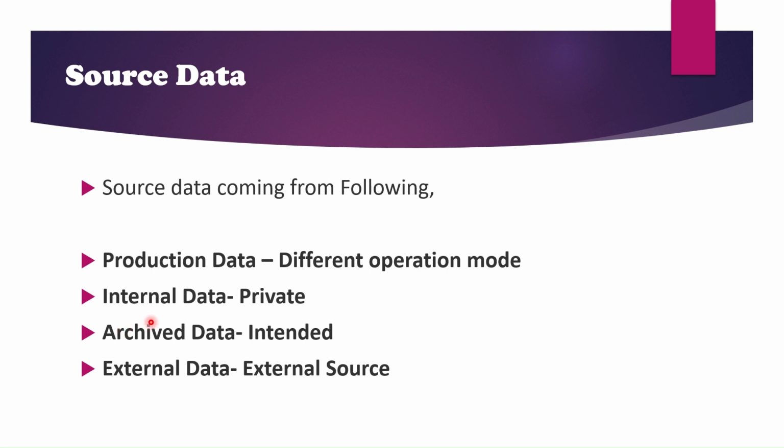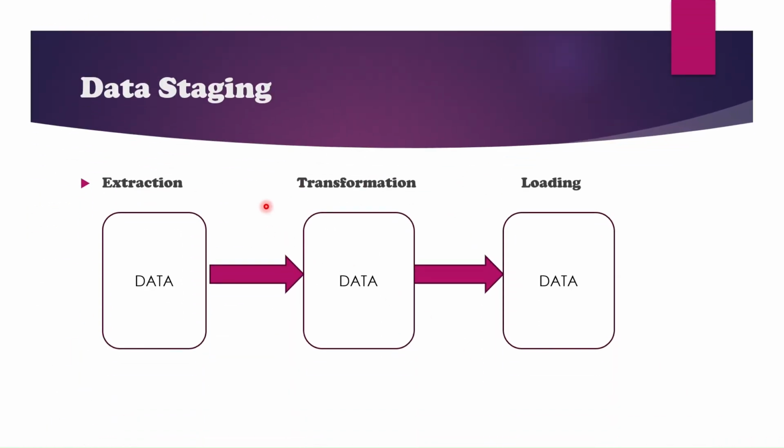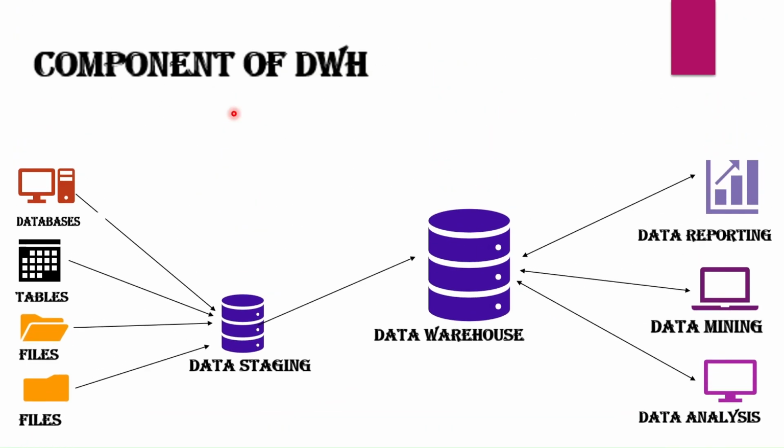And next is external data. From the name itself, that is external, we can get to know that we are getting it from external sources. From that we are getting the data and loading it into the target. Next we'll see the data staging. In the first part of our data architecture there is the source, second is the data staging, and then the data warehousing.